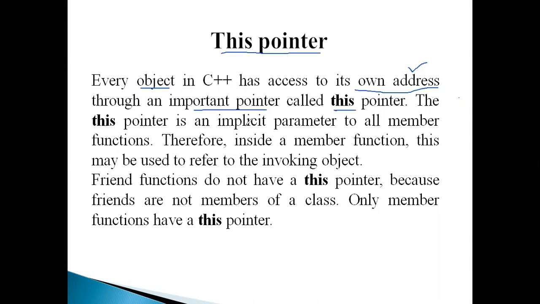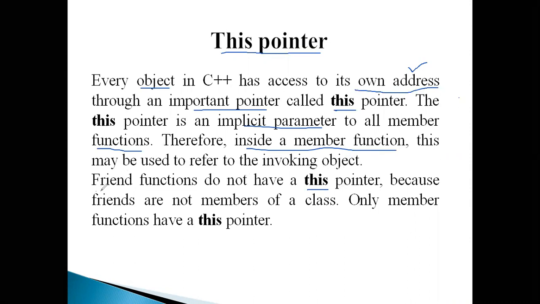This is a pointer which is an implicit parameter to all the member functions in the class. Generally, when you call a member function inside a class by means of the object, the calling or executing of the function is done by means of this pointer. So when you invoke a member function by means of an object, automatically by means of this pointer, the function is going to be called.